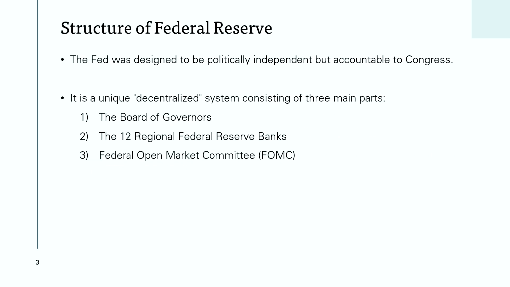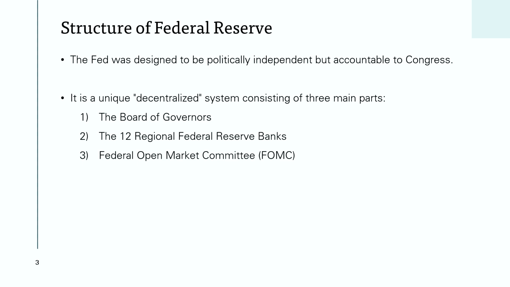The Federal Reserve was intentionally designed to be politically independent, but still accountable to Congress. This independence allows it to make monetary policy decisions without direct political pressure, which is important for maintaining credibility and controlling inflation. At the same time, it must report to Congress and operate within laws passed by Congress.